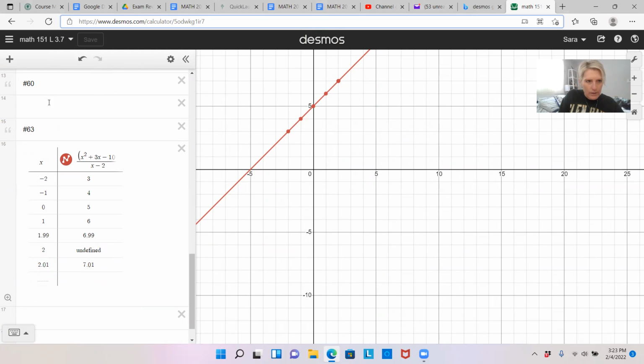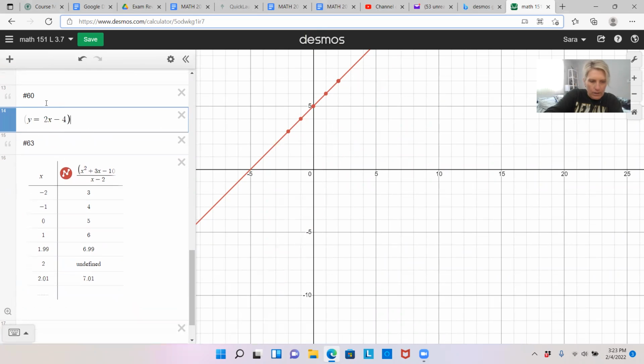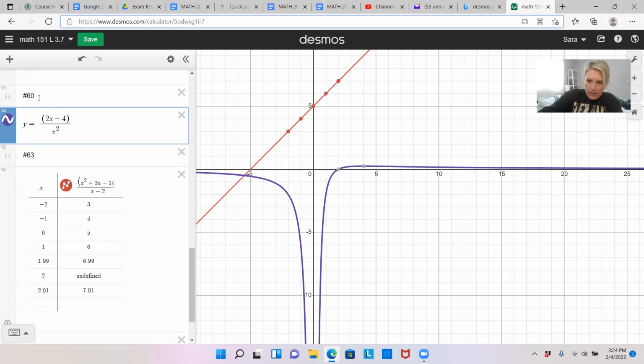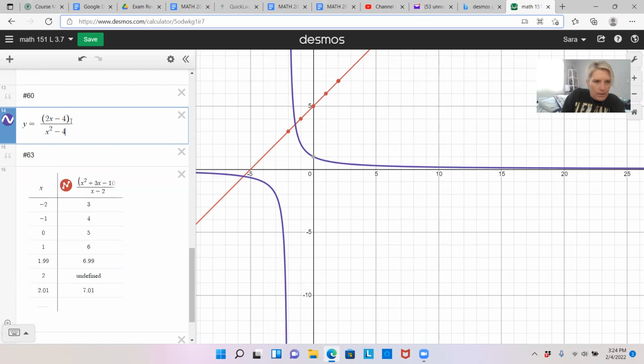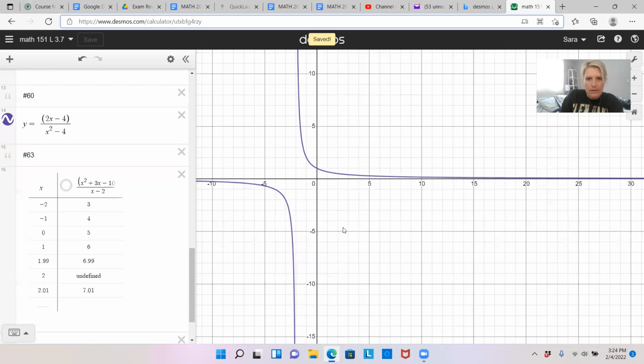Okay, one last one, number 60. y equals 2x minus 4 divided by x squared minus 4. I'm going to turn off this red one here. So it's going to be looking like this right here.